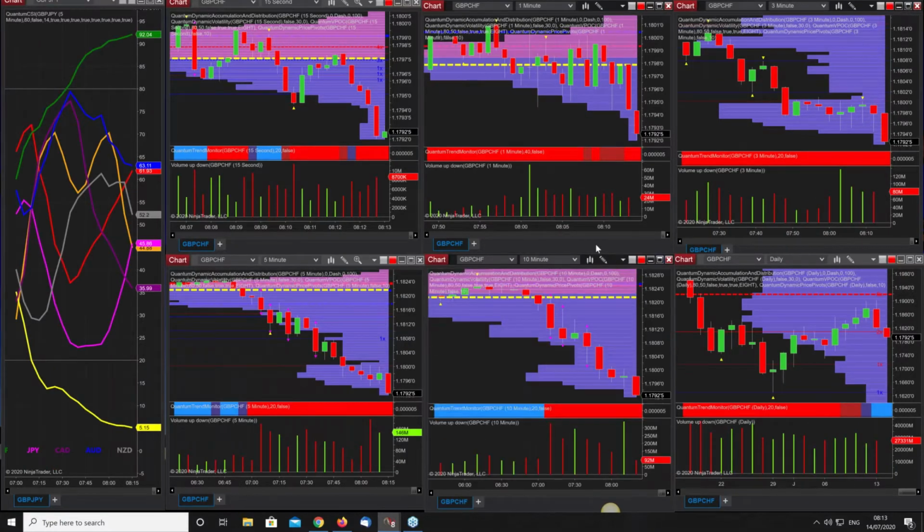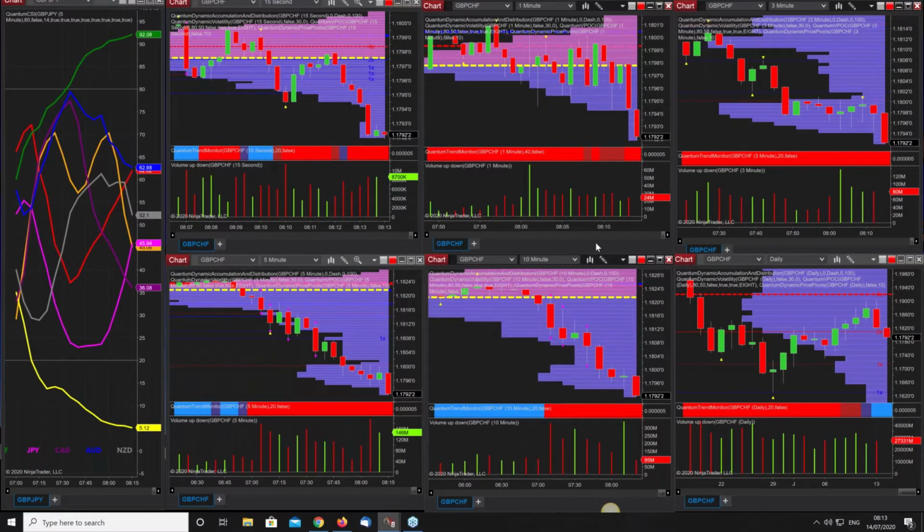So continuation of the selling of the pound. On we go, you know, down onto the next level. And using multiple timeframes in like this, it just gives you so much confidence.